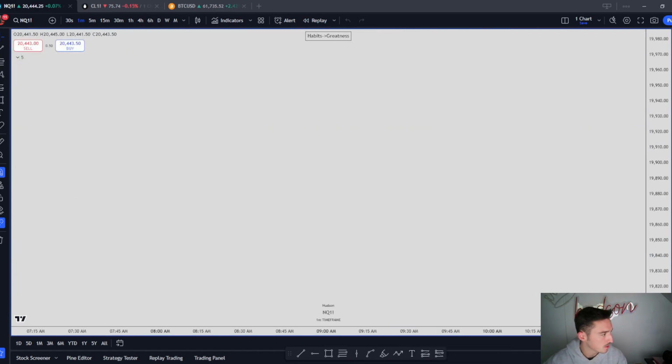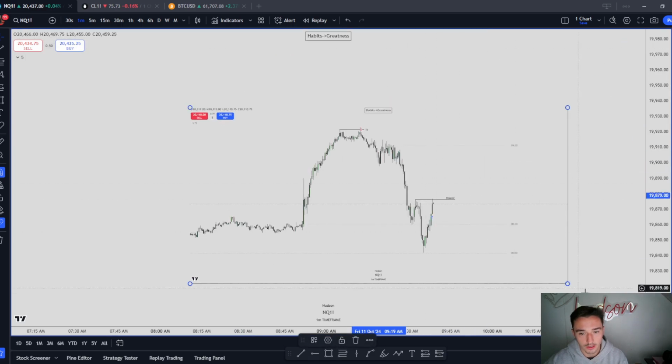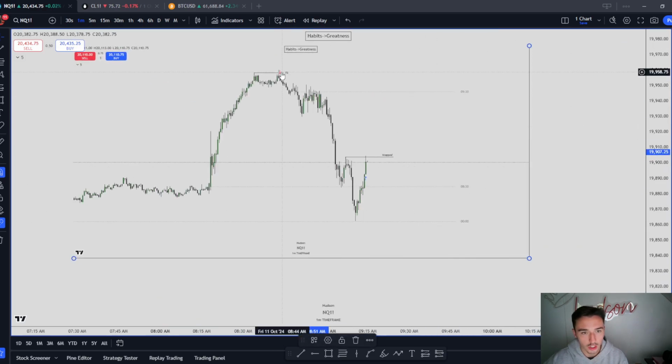So 10-2, 10-4, and this trade was super dope, right? So shorted the top. I think it was NFP. It was NFP, I think. We'll find out in a second.